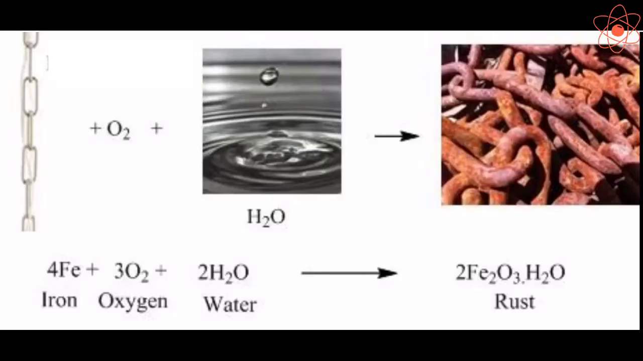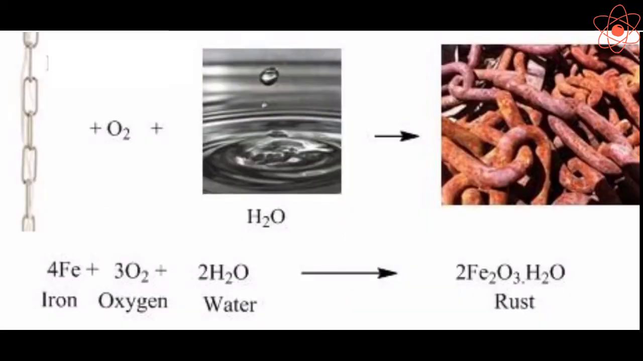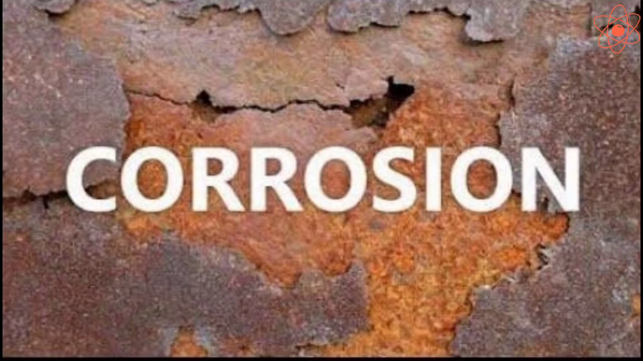In the presence of moisture, iron metal is slowly oxidized to produce rust, that is iron oxide. This process, where a metal gets eaten away due to a chemical reaction in the presence of atmospheric gases and moisture, is known as corrosion.